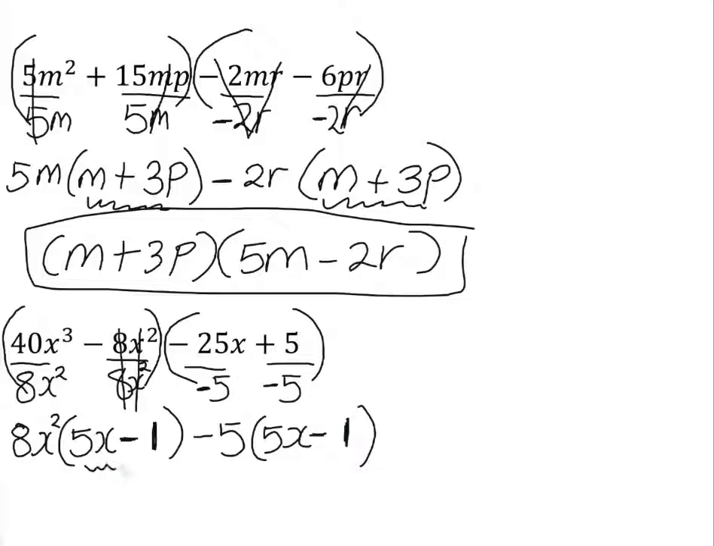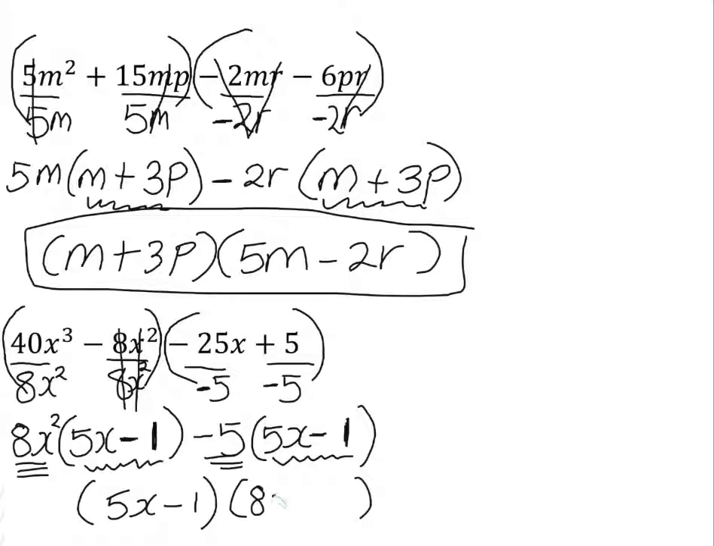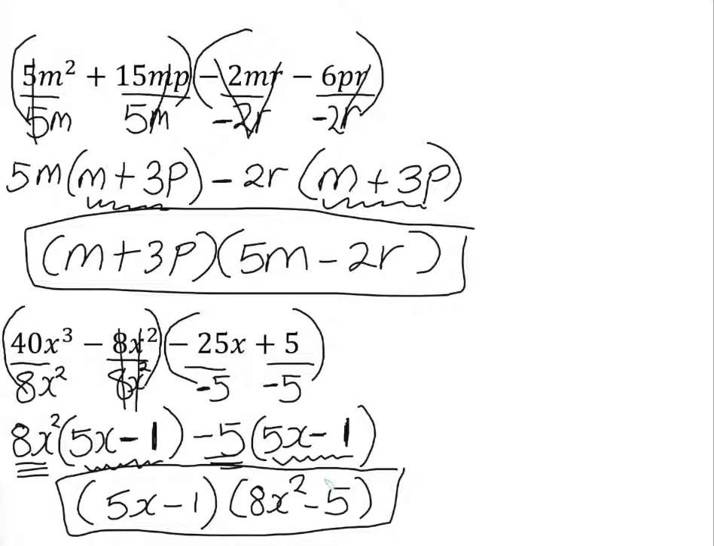Guess what? My groupings are identical, so I'm just going to take one of them. 5x minus 1. And then guess what? I'm going to put this and this in a parentheses by itself. 8x squared minus 5. And it's over. And that's all you do with factoring by grouping.